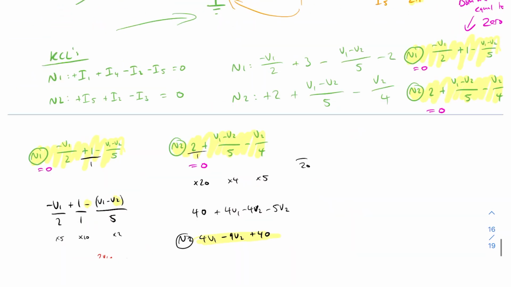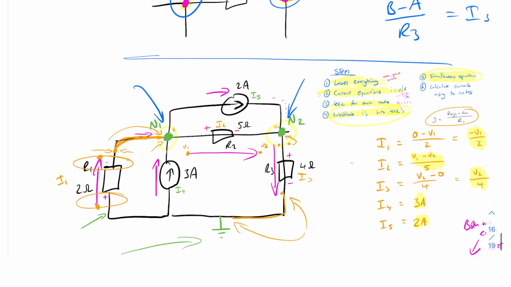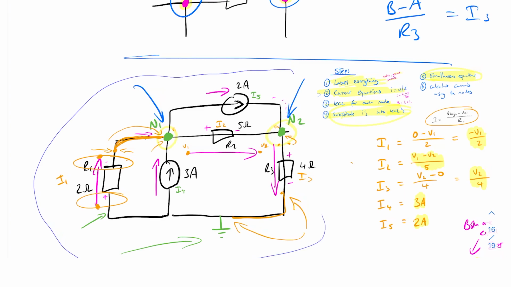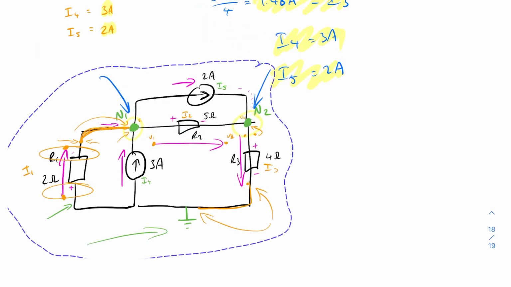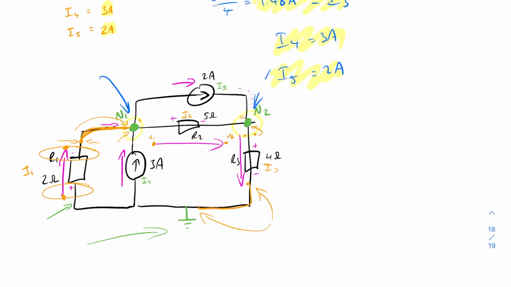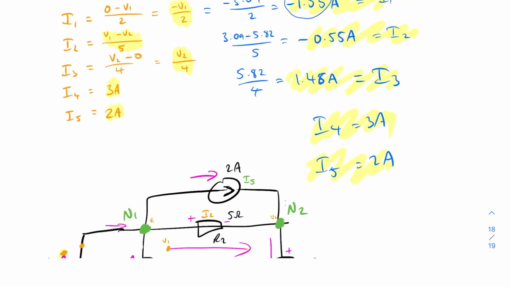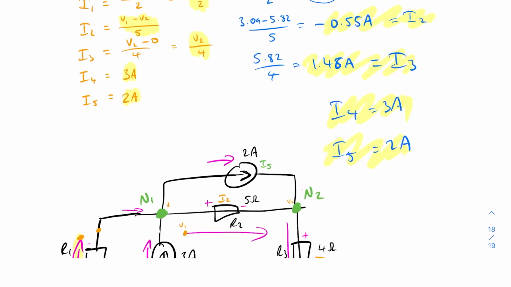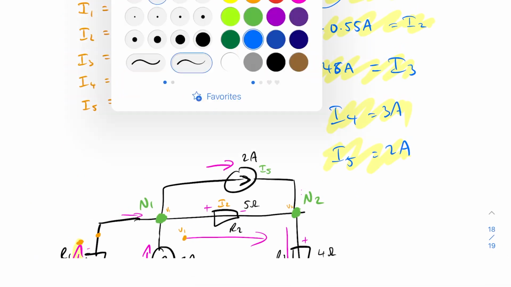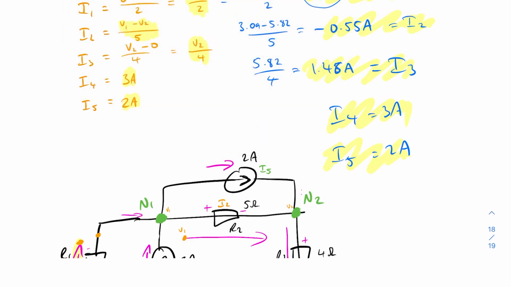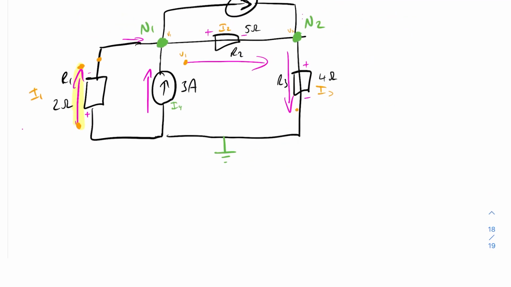So let's bring back our circuit. It's a bit of a mess. Let me try cleaning this up a little bit. So you can see here we labeled in the beginning in pink all of the current directions. So we've got I1's current direction going this way, and we know that I1 is minus 1.55 amps. So what we now can say is that I1 is actually 1.55 amps going this way, right?